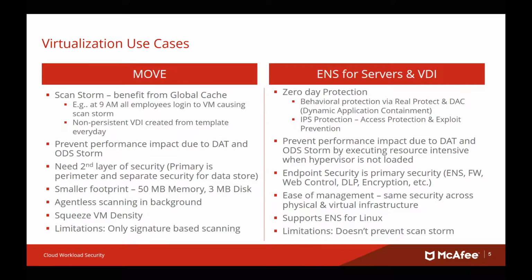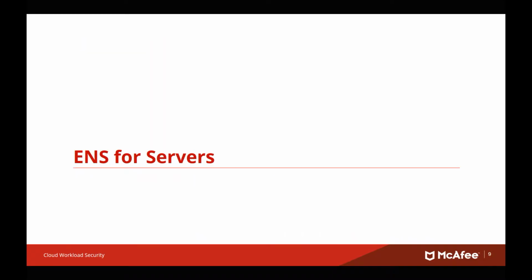Endpoint security is the primary security on your system. You don't need a second layer of security, as ENS provides not only the ENS functionality for threat prevention, we have firewall, web control, DLP, encryption, etc., all within this endpoint security capability. We provide ease of management, so it's the same security across physical and the virtual infrastructure, all managed by ePO, and we support ENS for Linux as well, same management capability. Limitations: it doesn't prevent the scan storm, but like we said earlier, we have scheduling capabilities that allow us to do our resource-intensive tasks when the hypervisor is not loaded.